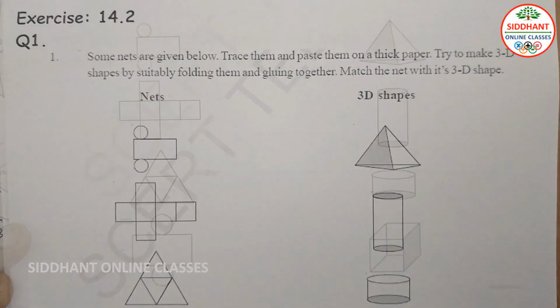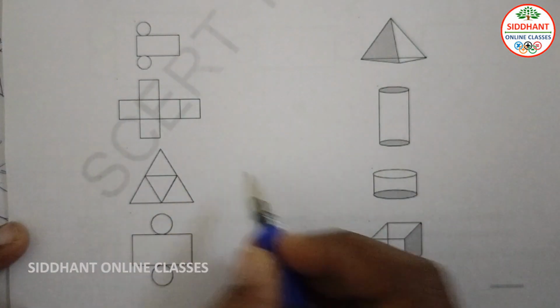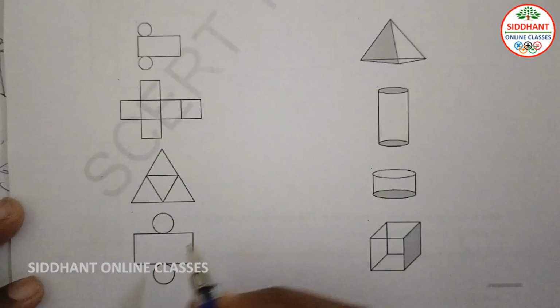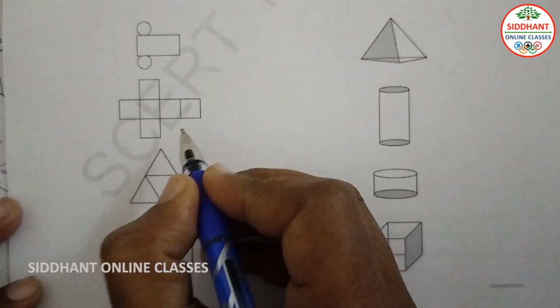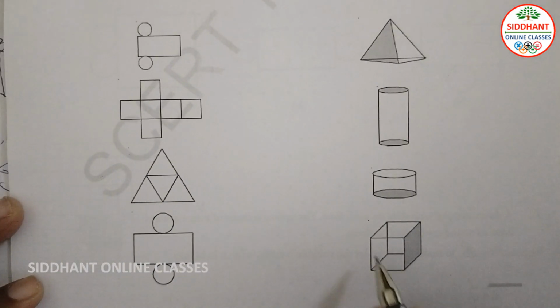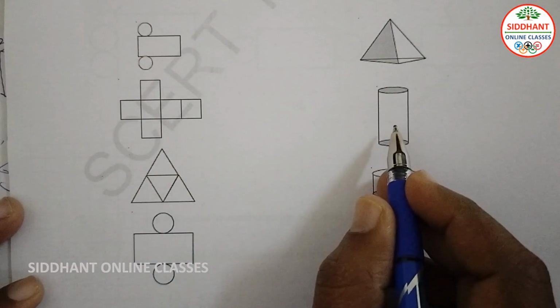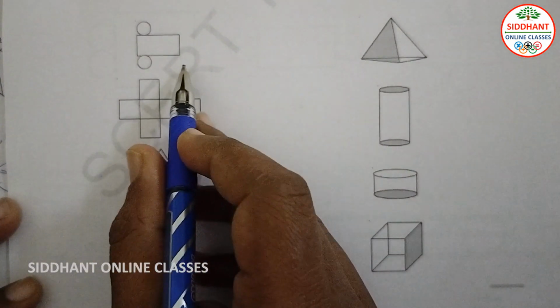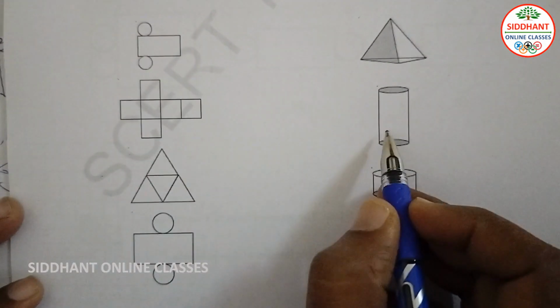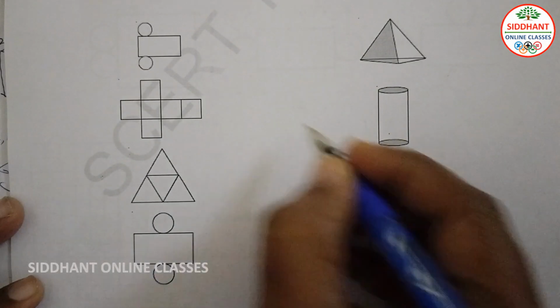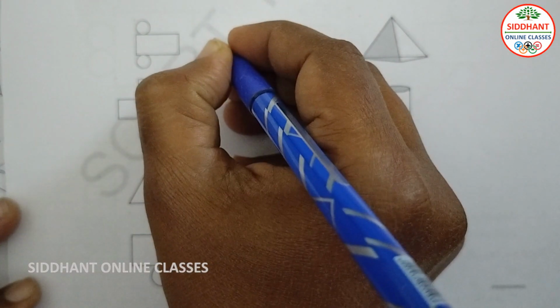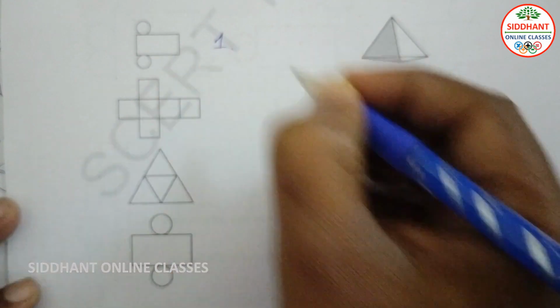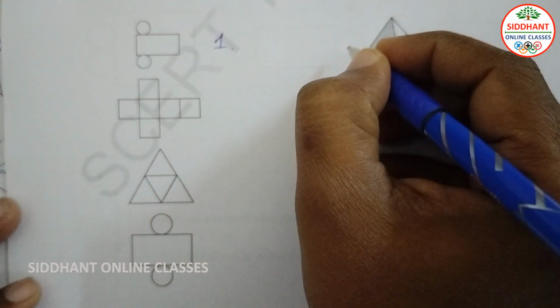So here we are going to see shapes. Nets are there and 3D shapes are there, and we are going to match the nets with the 3D shapes here. So here first shape, it is matching with cylinder here. So here this is the first figure.